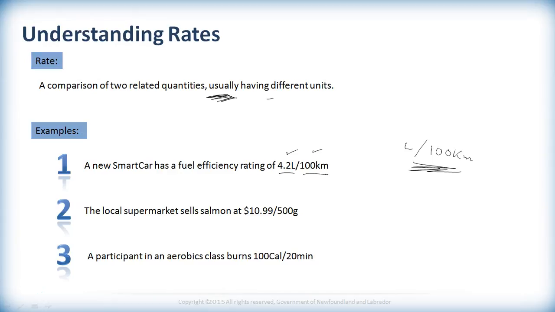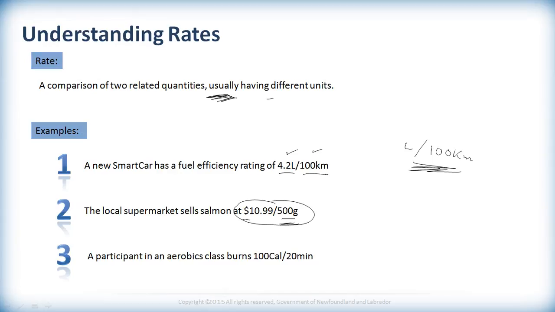Second one, the local supermarket sells salmon at $10.99 per 500 grams. So we've got $10.99 per 500 grams here. All right, so that's another rate. It tells us dollars per 500 grams. You'll see all kinds of different ways for those things to be done on grocery shelves, but we'll get into another example with that shortly.